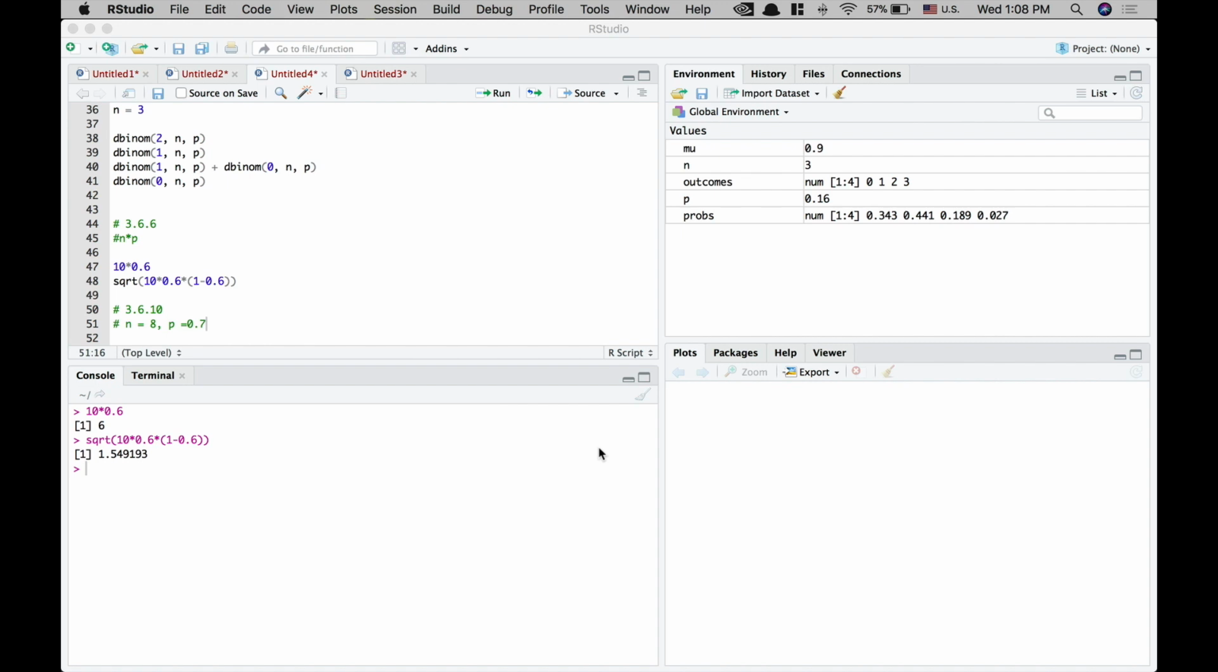3.6.10 is actually almost the same as the first two questions, I mean 6.1 and 6.2. It might be confusing to see that number, 300,000, but I think that one is irrelevant. It's just a distraction. You only need here, in this case, n is 8 and p is 0.7. That's all you need to carry on your analysis.